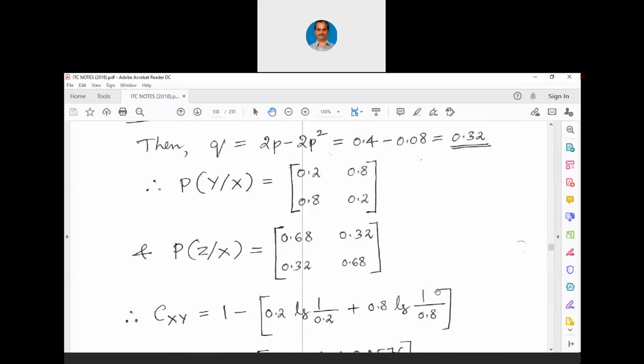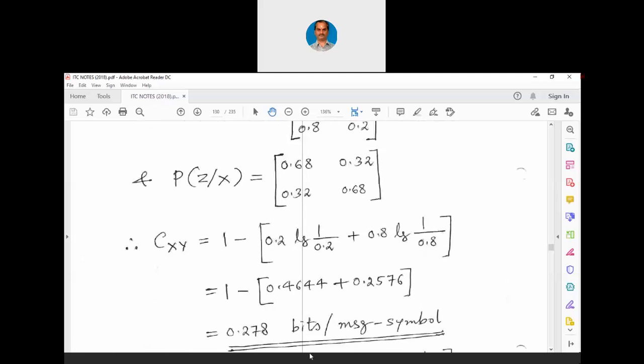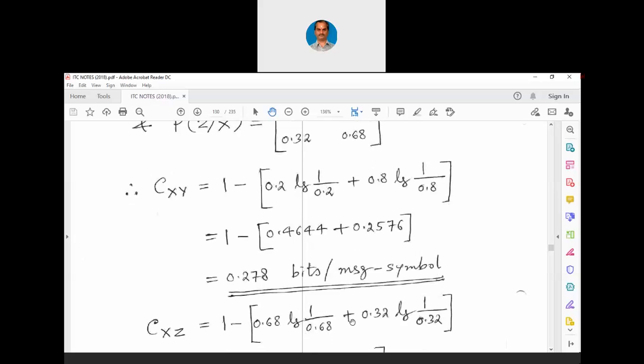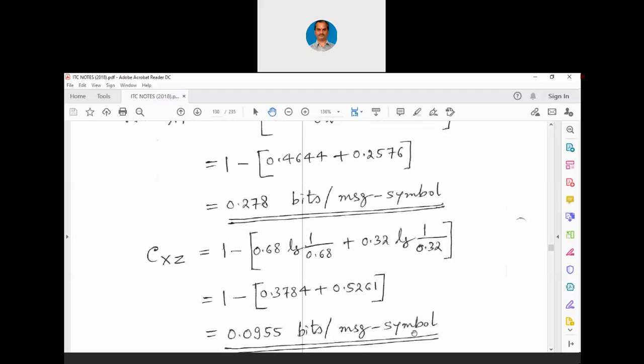Let us find out the capacity. Cxy equals 1 minus 0.2 into lg of 1 over 0.2 plus 0.8 into lg of 1 over 0.8. That is the capacity of x and y, the capacity of the channel in between x and y. We obtain that as 0.278 bits per message symbol. Now let us find out the channel capacity for the cascaded one. Cxz is 1 minus 0.68 into lg of 1 over 0.68 plus 0.32 lg of 1 over 0.32. We get it as 0.095 bits per message symbol.